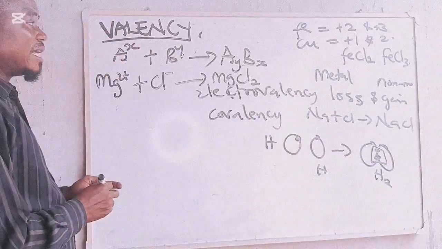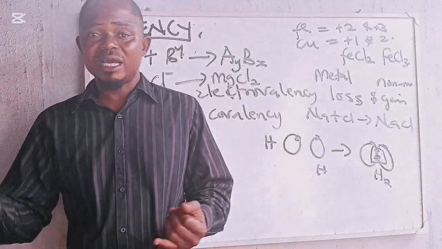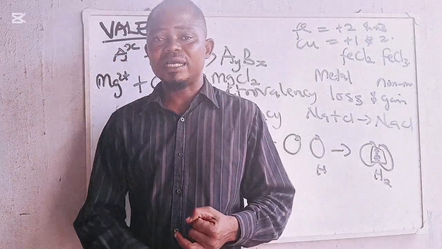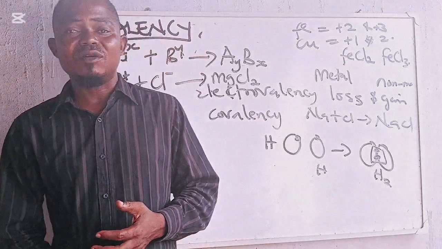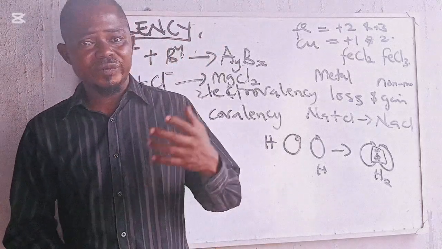So the concept of valency is very important in chemistry because it helps us in a lot of things. It helps us in writing formulas of compounds. It helps us in determining the kind of reaction or the kind of bonding an element will go into, and so on and so forth.